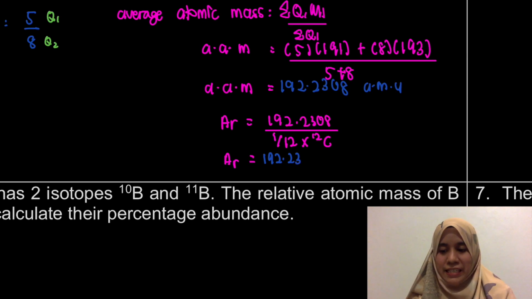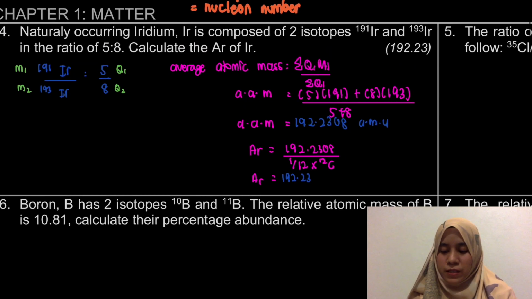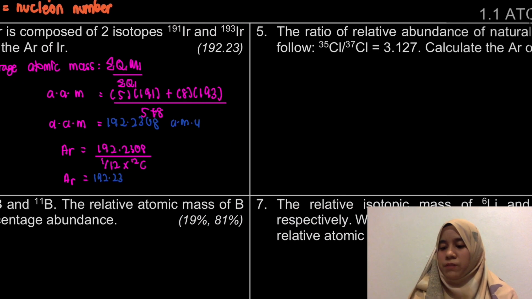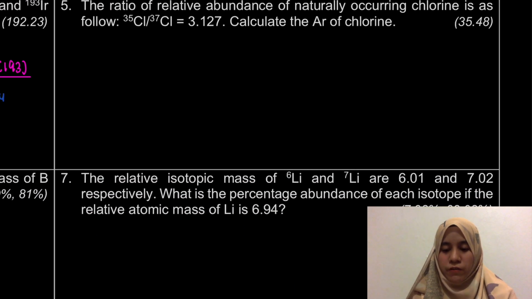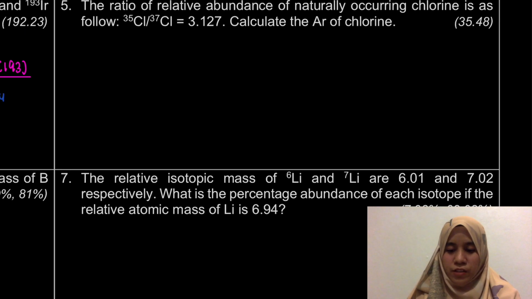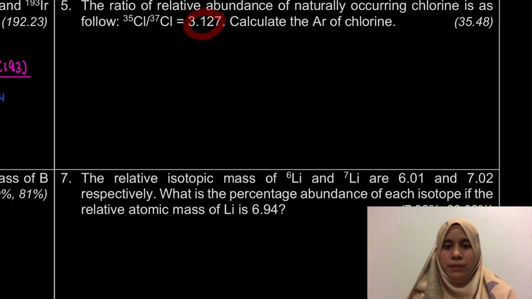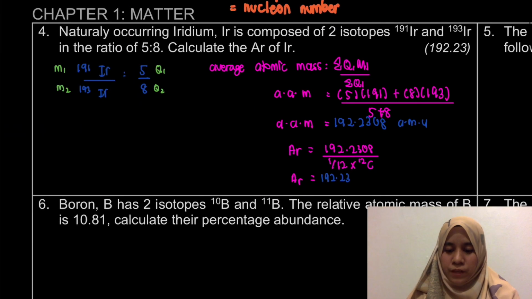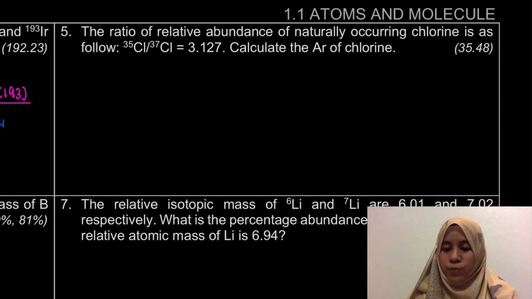It's a bit different here because you must understand that isotopic mass and nucleon number are the same thing. And in this case the abundance is given in terms of ratio. So example 5, I believe you could try yourself. Here it gives you 3.127, but previously it gave 5 to 8, right? This one is only 3.127, so it's the same thing.